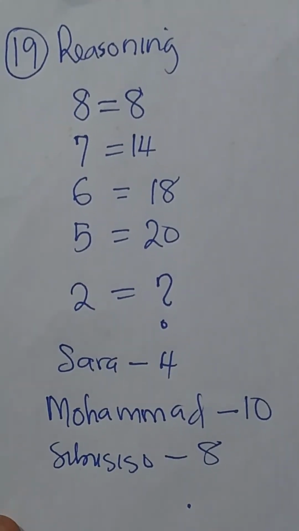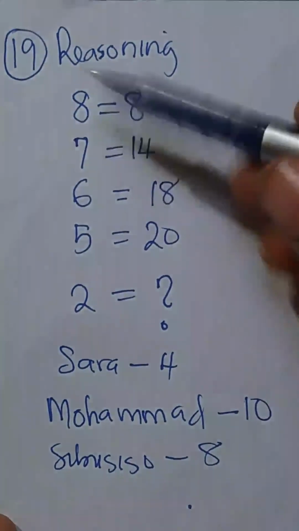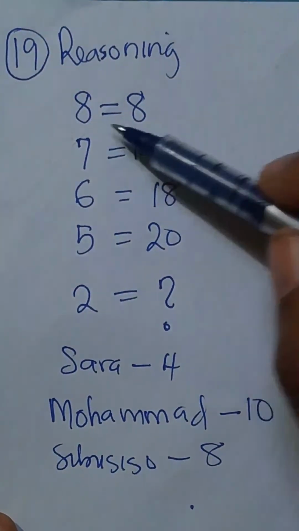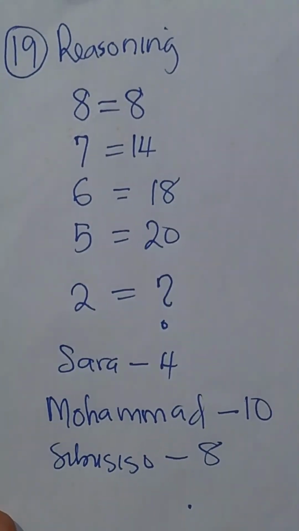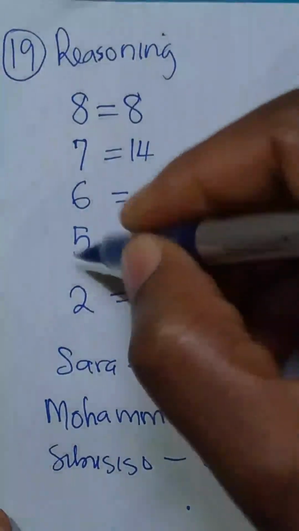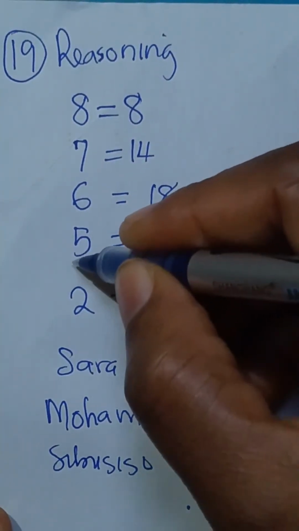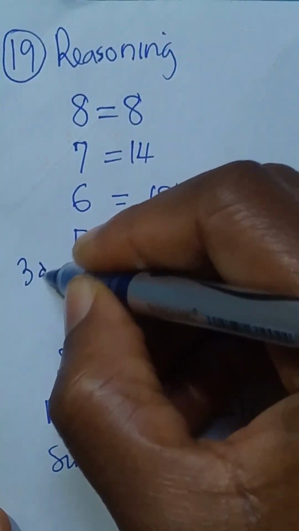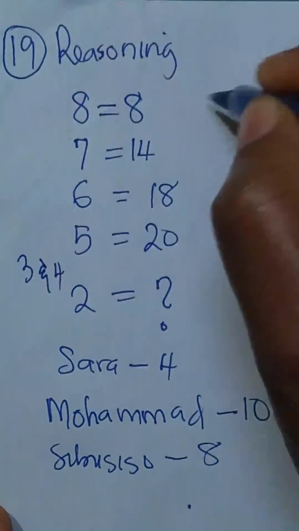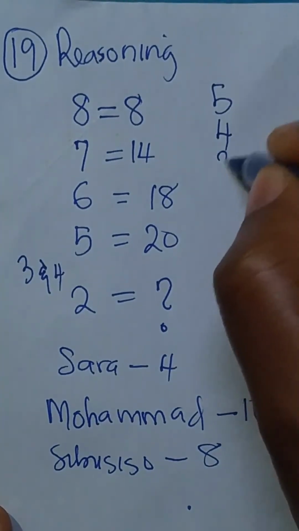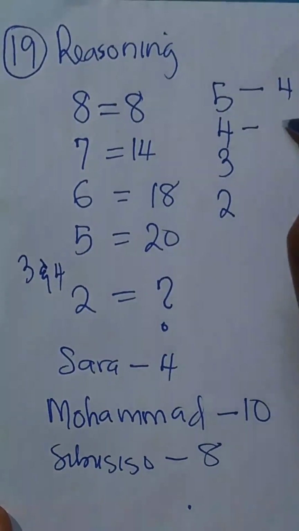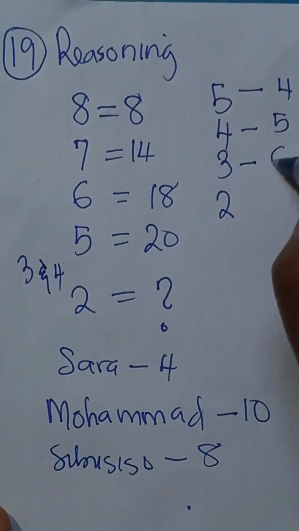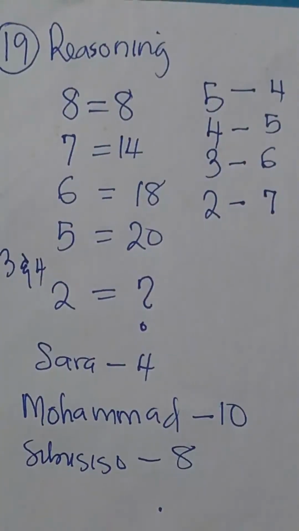All right, let me answer this. Now, the trick is here. You multiply the first number by 1, the second number by 2, the next number by 3, and the next by 4. When we multiply 5 by 4, there should be a 4 and a 3 before we have 2. So if our 5 was multiplied by 4, our 4 should be multiplied by 5, our 3 should be multiplied by 6, and our 2 should be multiplied by 7. All right? Am I right?